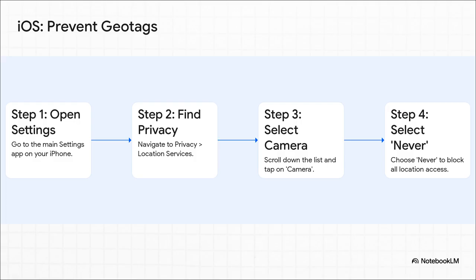Here's how. Open up your main settings app. From there, go to Privacy and Security. Then tap Location Services. You'll see this big list of all your apps. Just scroll down until you find Camera, tap on it, and select Never. Boom. Just like that, your camera is completely cut off from your location.